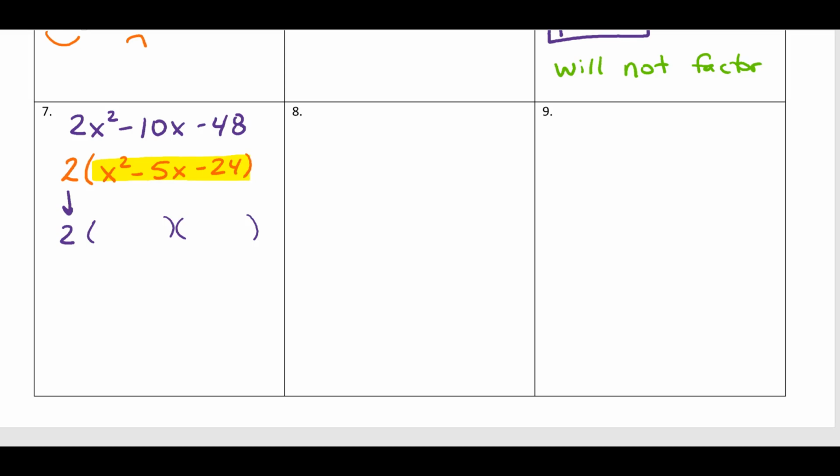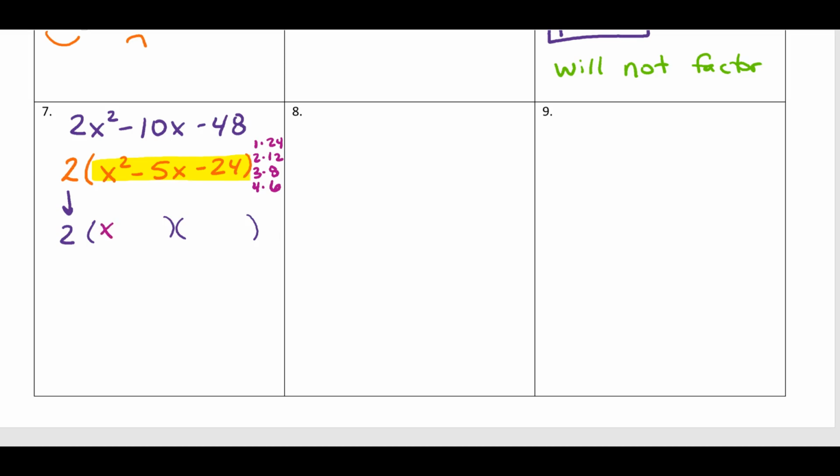So I'm looking at 24. I need to write all the factors of 24. So we have 1 times 24, 2 times 12, 3 times 8, 4 times 6. Now, you might get sick of writing them. I don't care. You need to write them so you remember to check all the options. If you can see it immediately, that's awesome. But there are some that even Miss Miller has to sit down and write down all the factors to find the ones that work. So you might have to do this a lot.